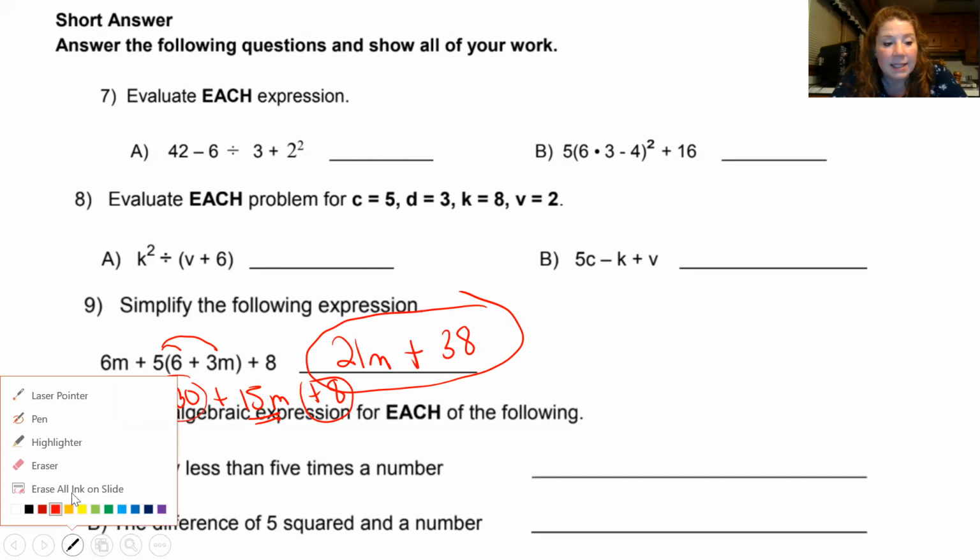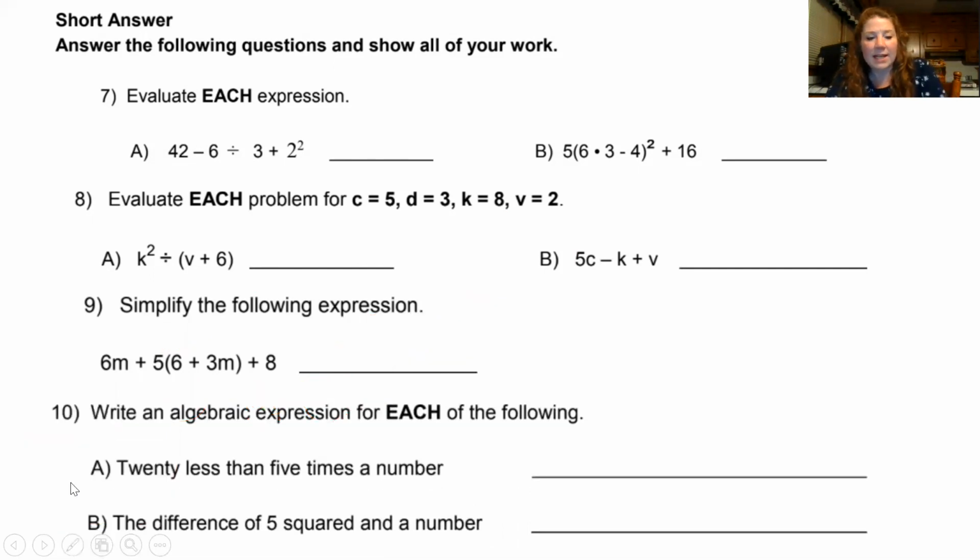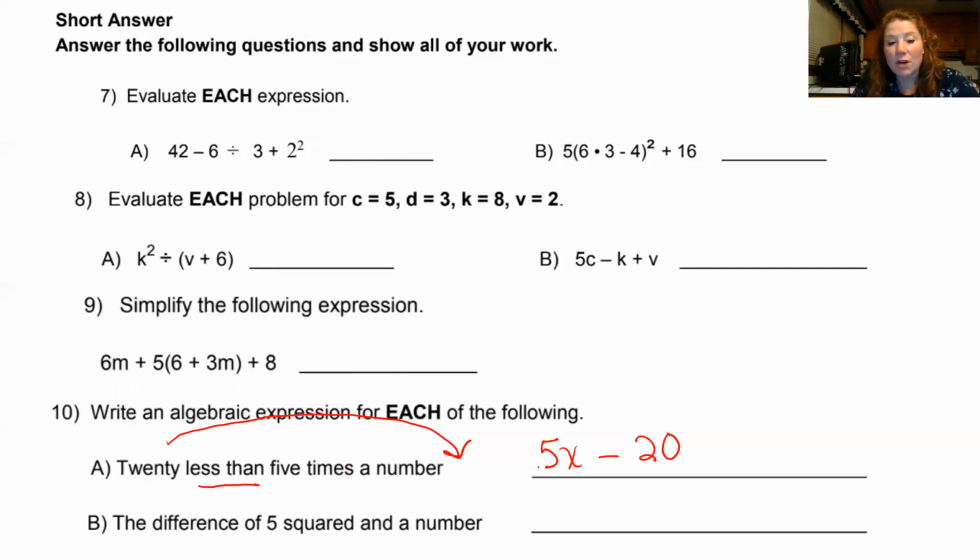Number 10. Write an algebraic expression for each of the following. 20 less than, so that's one where it's reverse order. So I'm going to put minus 20 at the very end. So 5 times a number less 20. If you start with 20 minus, that answer is wrong. Less than is reverse order. You have to end with minus 20. Okay. Be careful on that one.